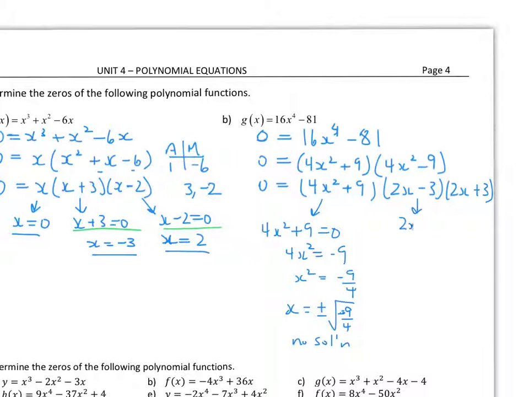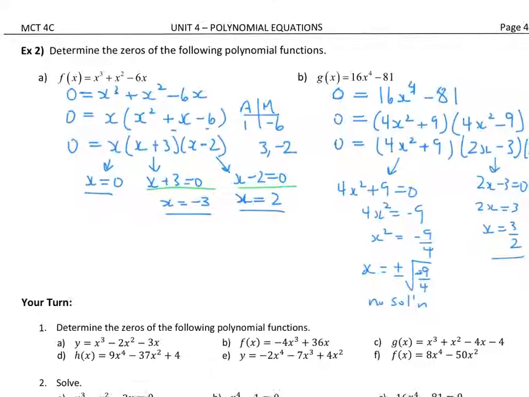But we have two other x-intercepts here, two other zeros for this function. We get 2x equaling 3, x would equal 3 halves. And the other one then would be negative 3 halves. Just the same numbers, opposite sign. So there's two x-intercepts for this particular function, even though it's a quartic. Okay, now it's your turn to complete some questions here.